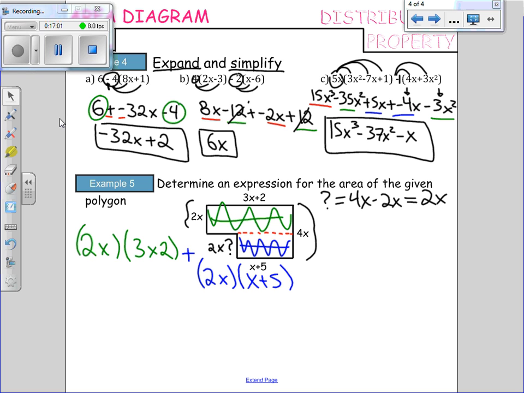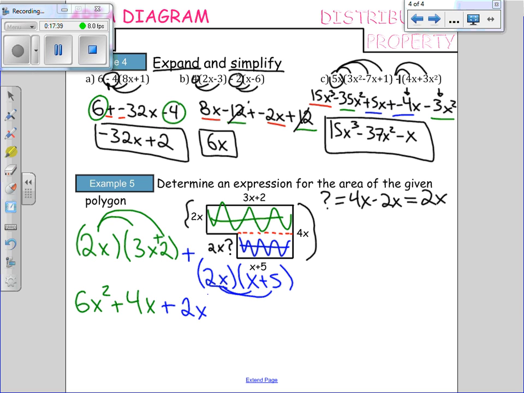So expand the first one. This 2x is going to go there, and it's going to go there. Sorry, it was 2x plus 2. I forgot my plus sign. Distribute that 2x in, and you should get 6x squared, and you should get plus 4x. Multiply that 2x in there and there, and you should get plus 2x squared plus 10x.